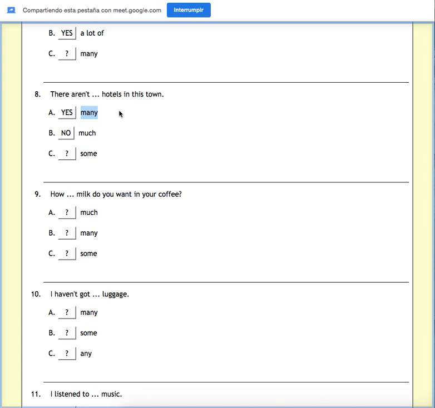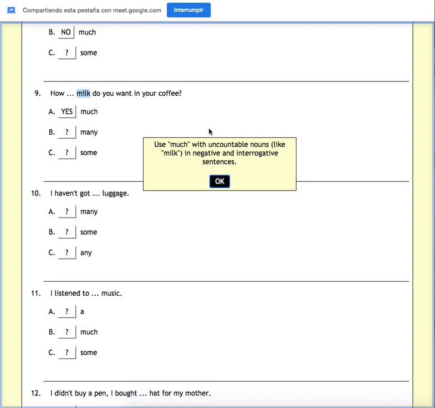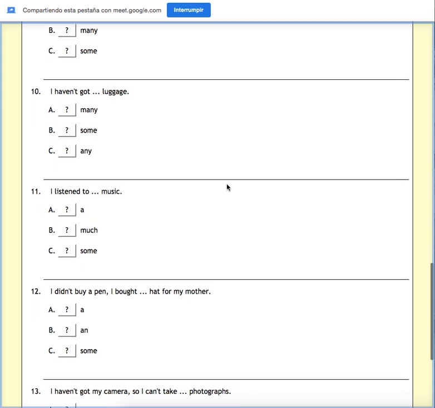Ok, let's continue. Michelle. The next one, baby. How space milk do you want in your coffee? Much, many, or some. How can you complete this space? Look at the noun that you have, milk. So, Michelle, how can you complete it, baby? Much. Very good. How much milk do you want in your coffee? Perfect, Michelle.